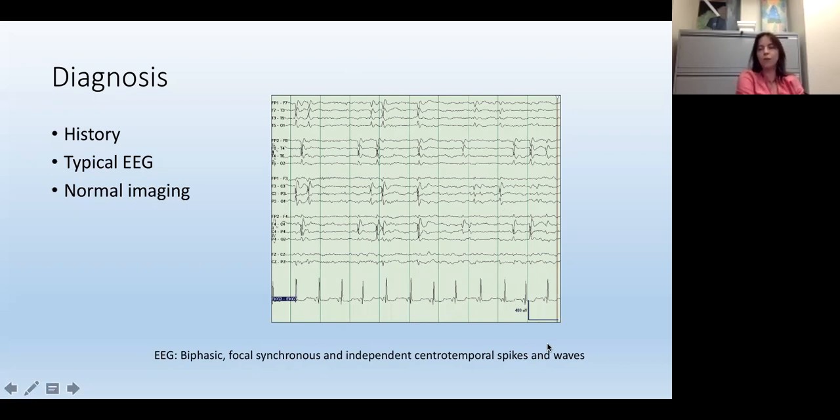So if we have only an awake EEG, the awake EEG may actually be entirely normal, and it's very important to get in these kids a sleep-deprived EEG. These children usually have normal imaging, and if we have the classical story that goes along with Rolandic epilepsy, with this classical EEG, there is actually no need to perform a brain MRI.